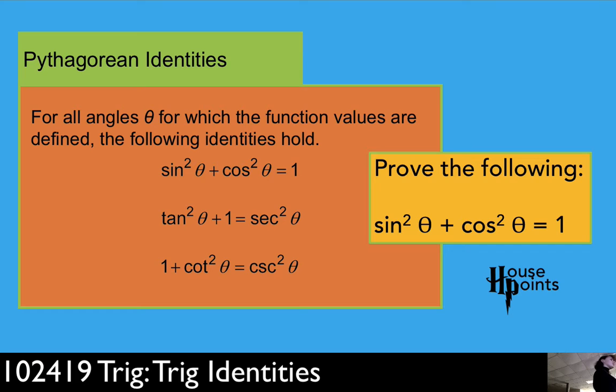Let's give you a whole screen to do it. Cool. So let's write it down. This is sine squared theta plus cosine squared theta. And we established that sine equals y over r, and cosine equals x over r. There you go. All right. Have at it.